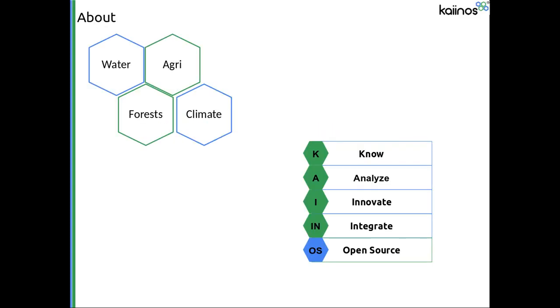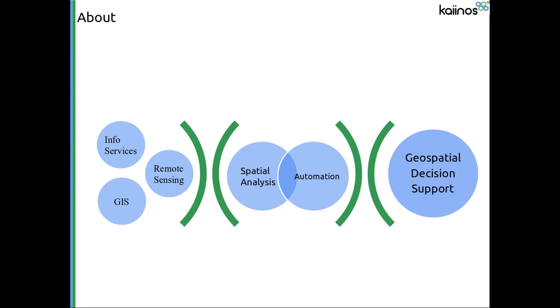We currently work on four major domains: water, agriculture, forests, and climate. The approach that we follow in solution development is first we try to know about the challenge, analyze the solution for that, then probably innovate some of the strategies, integrate existing open source into that solution. So we are a stack of solution as information services.